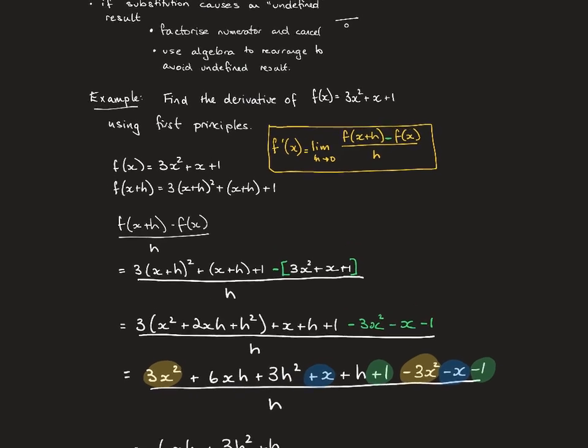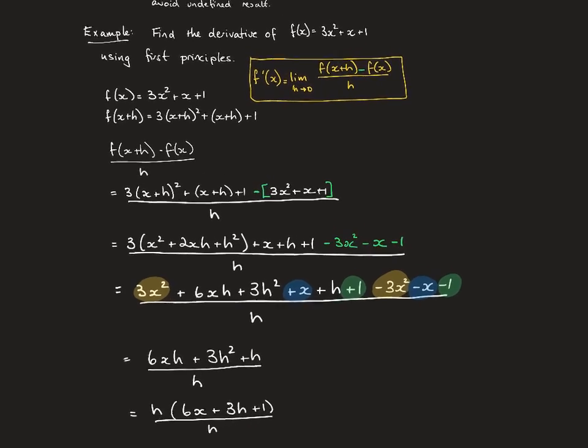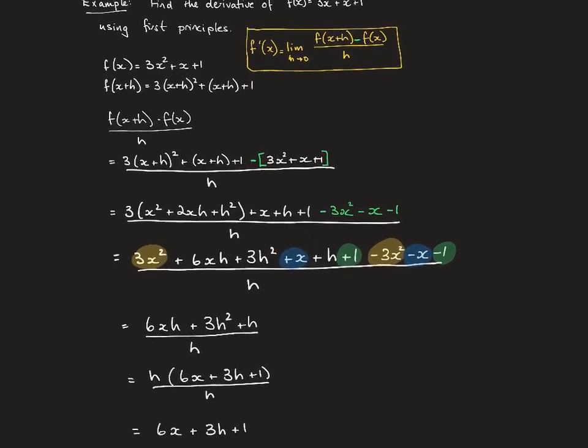So when we rewrite it, it simplifies a lot down, and you can see that there is an h in every single one of these terms. So we're going to take a common factor of h out the front, and then cancel our h's down.